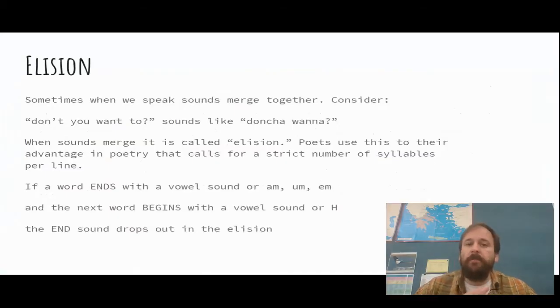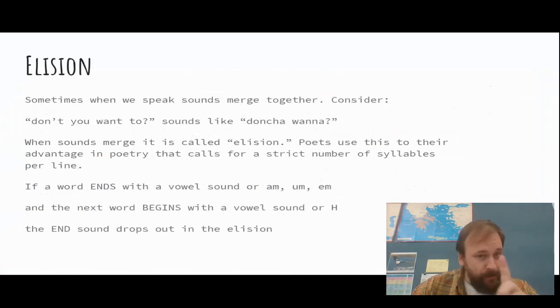The next thing you need to know is something called elision. When we speak, words tend to merge together. So I'll give you an example here. The words "don't you want to" you will most likely pronounce as "don't you wanna." Well, what happened to all those words? They elided together. When sounds merge like this, it's called elision. And this is actually a really powerful tool that poets use to their advantage. And Catullus uses it a lot.